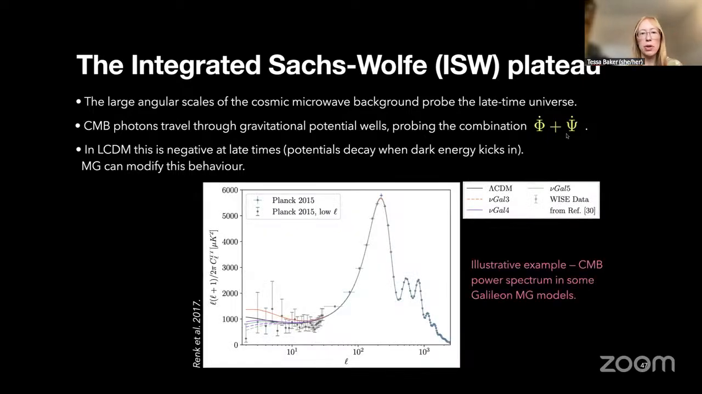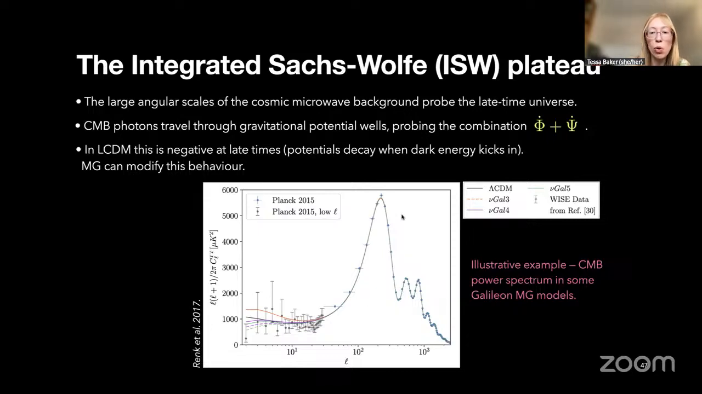So just to plot some of this, here is a temperature power spectrum of the CMB. It's got the Planck data on it, Planck 2015. The black curve is the lambda CDM fit to this data. And you can see there is a set of coloured curves here, which represent a family of Galilean models. That's just a particular subclass of Horndeski. We did mention them yesterday. So it's some modified gravity models.